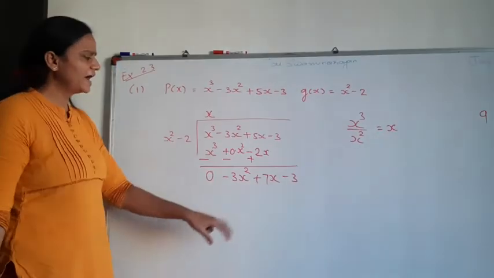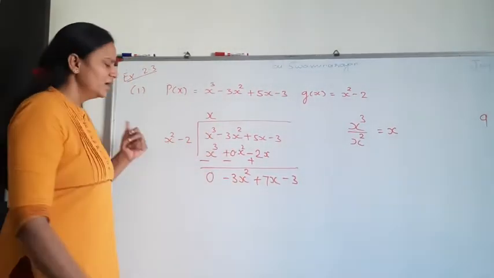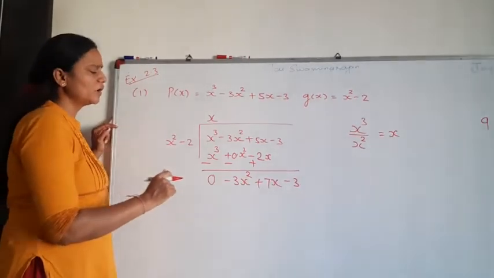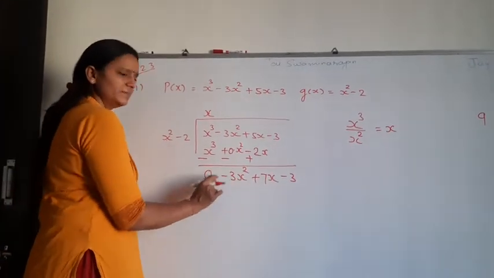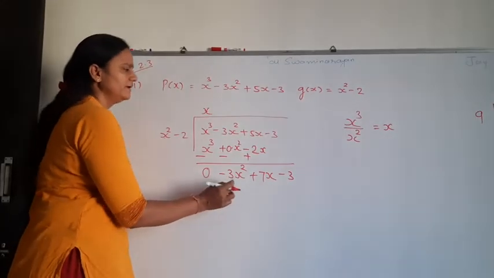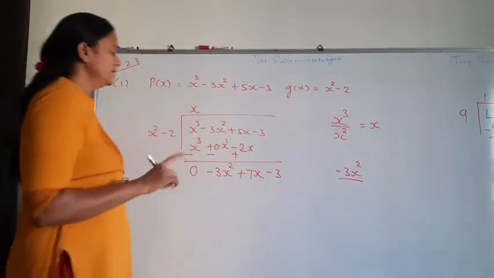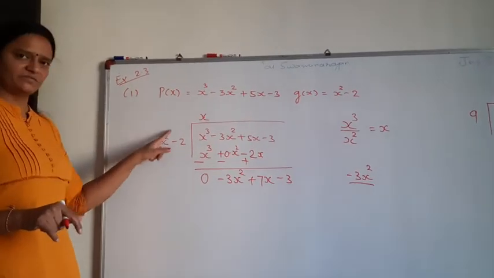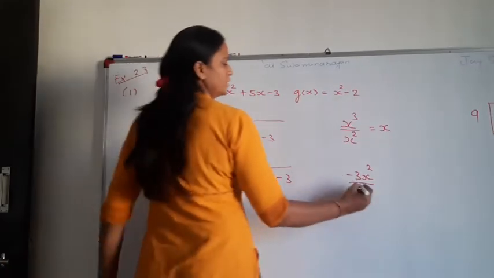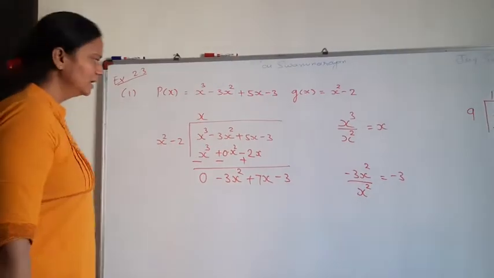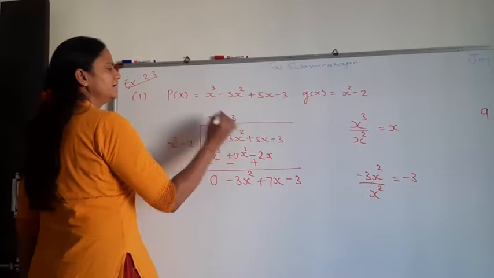Again we have to follow the same process. We need to find the second term of the quotient. So what will we do? The highest power term is minus 3x square. So we write minus 3x square divided by the highest power term, which is x square here. So the answer is minus 3. We will write here minus 3.